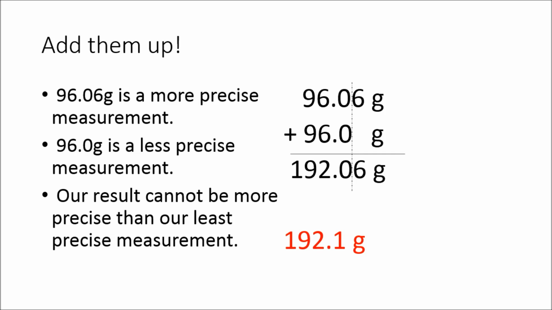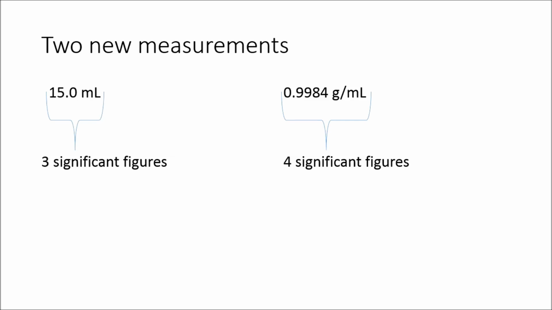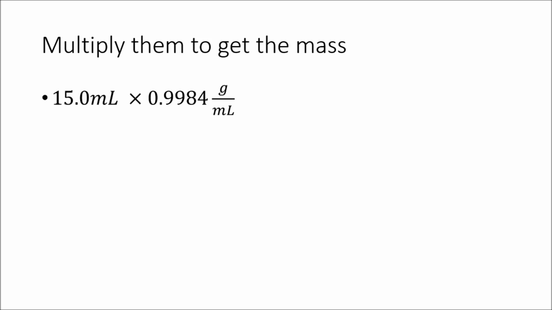Now let's take a look at multiplication and division with two new measurements. 15.0 milliliters and 0.9984 grams per milliliter. 15.0 milliliters, that number has 3 significant figures, and 0.9984 grams per milliliter, that has 4 significant figures. So let's multiply them together and we'll get a mass. Multiplying density by volume, that gives us mass.